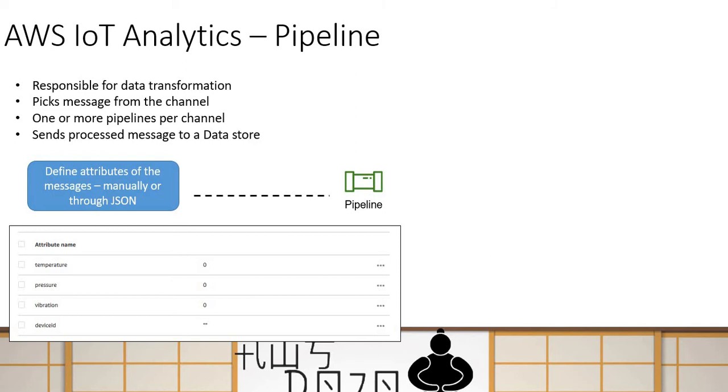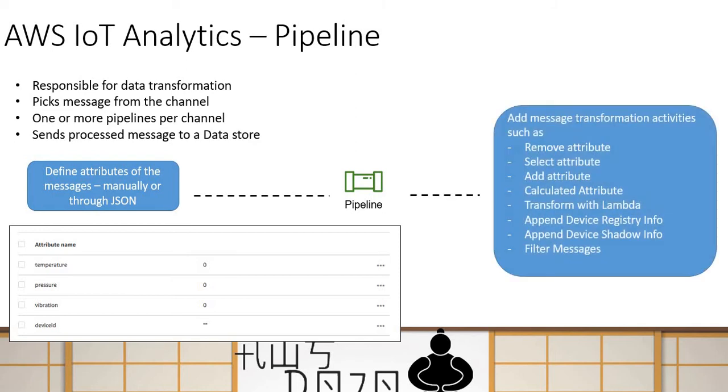Now, once you have defined the schema, you define different types of transformation activities. And activities could be, you might want to remove some attribute, add some attribute, create some calculated attribute. If you have very complex business logic, you might want to use a Lambda function to transform it. You can filter some messages. And very interestingly, you can append your device registry information. So when you register your devices, you provide device group and other device attributes. That information can be appended to the message. And you can also append device shadow information, device state information.